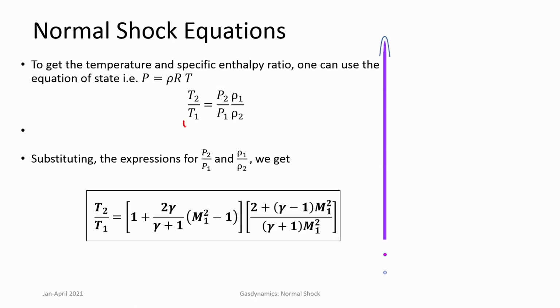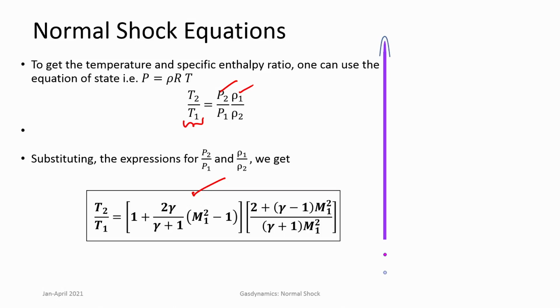T2 by T1 is P2 by P1 multiplied by rho 1 by rho 2. Now P2 by P1 we have the expression for this, rho 1 by rho 2 we have the expression, and so we can multiply the two expressions: 1 plus 2 gamma by gamma plus 1 (M1 square minus 1), multiplied by (2 plus (gamma minus 1) M1 square) divided by (gamma plus 1) M1 square. So this is the final expression for T2 by T1.